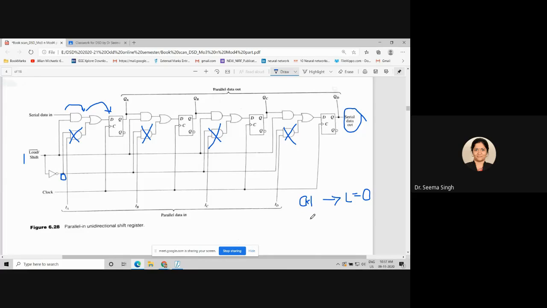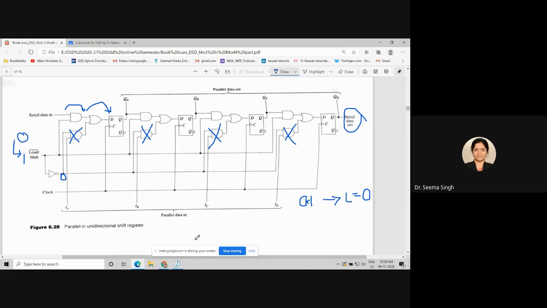After the first clock cycle, that is, in the second, third and fourth clock cycles, it will go to shift mode. So this is used for loading only, and then shift. Your data will be available one after the other at serial data out. Loading happened in the first clock cycle, and from the second clock cycle onward it will be shifting. So that becomes parallel in, serial out.